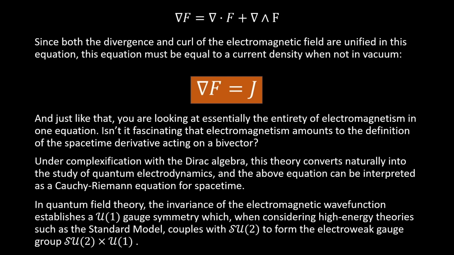In quantum field theory, the invariance of the electromagnetic wave function establishes a unitary U(1) gauge symmetry, which, when considering high-energy theories such as the standard model, couples with a special unitary matrix group. These have a determinant of 1, a trace of 0, so SU(2), to form the electroweak gauge group SU(2) cross U(1).